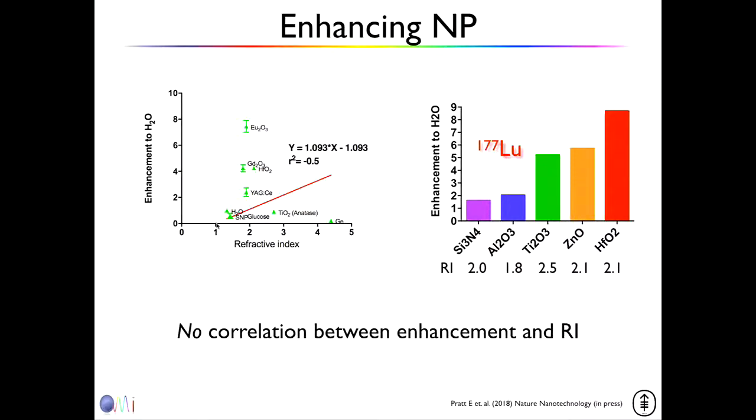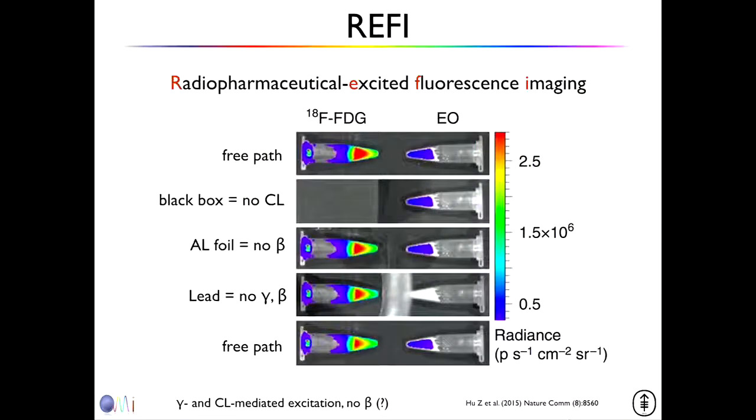So we were excited, and then we plotted the refractive index over the enhancement, and there was no correlation at all. So no matter, and you can see it here, here's a refractive index of 2. Here's one of 2.1, so roughly the same, but here it's 1.6, and here it's 6 times. So there's really no correlation between enhancement and refractive index.